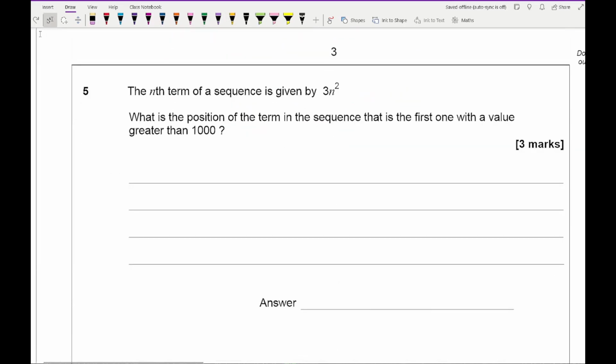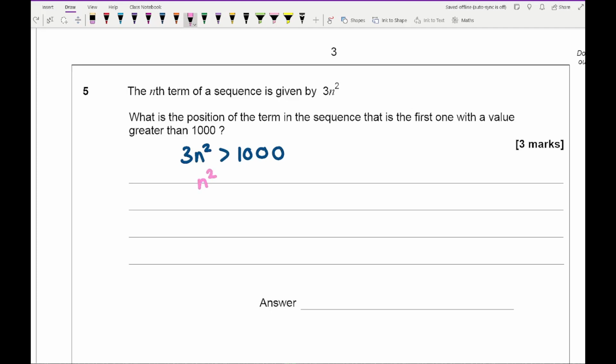Moving on to question 5, it says the nth term of a sequence is given by 3n squared. What is the position of the term in the sequence that is the first one with its value greater than 1000? So for this, what we need to do is first of all do 3n squared is greater than 1000, and what we need to do is find the position, which is what the question is asking me. So I need to solve this inequality.